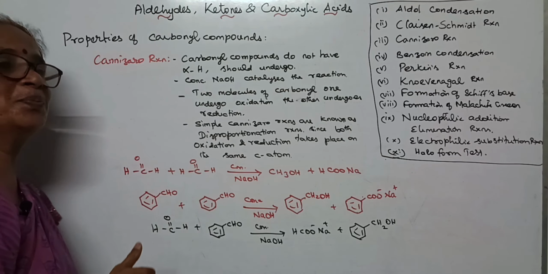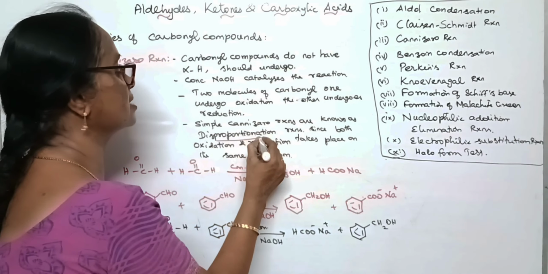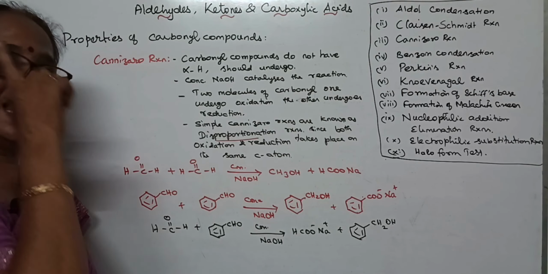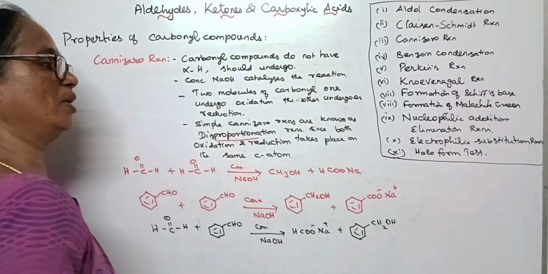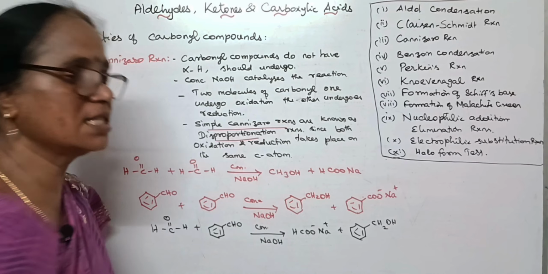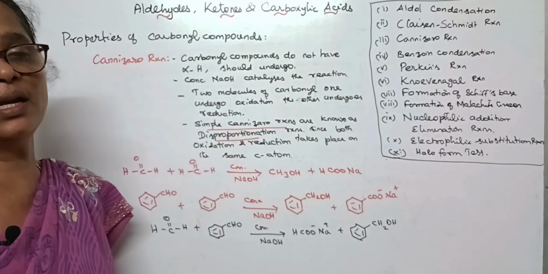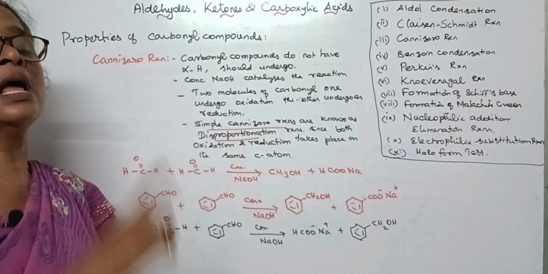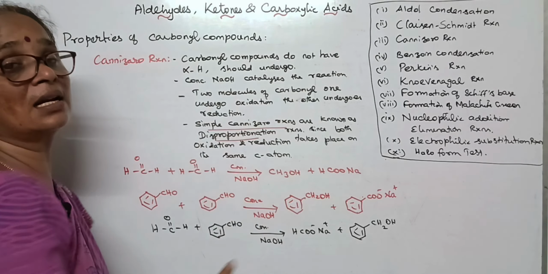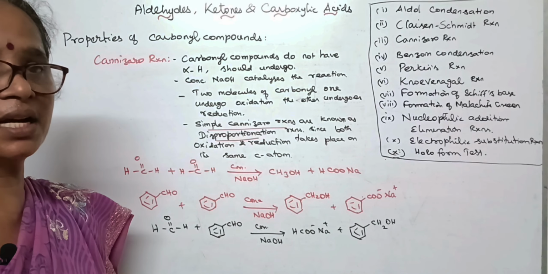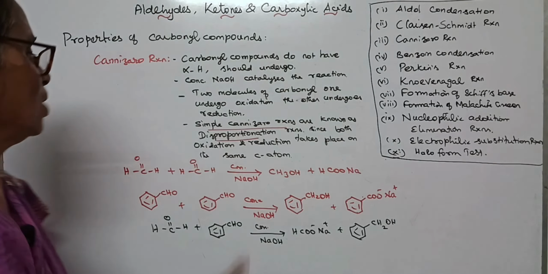When we have simple Cannizzaro reaction, those reactions are also known as disproportionation reaction. Disproportionation means the same atom may undergo both oxidation as well as reduction. So during Cannizzaro reaction, one of the carbonyl compounds will be oxidized to the carboxylate, that is, the salt of carboxylic acid will be formed, and the other carbonyl compound undergoes reduction, and being an aldehyde, it forms only the primary alcohol. So let us have formaldehyde.